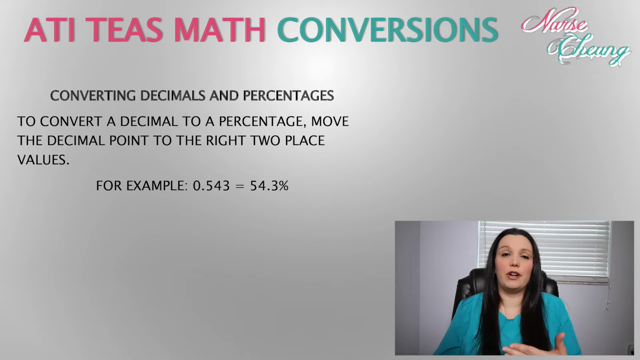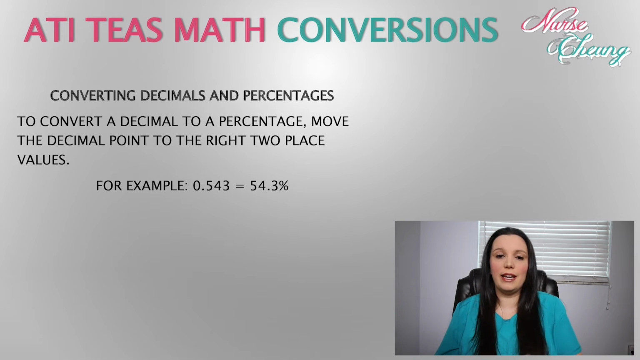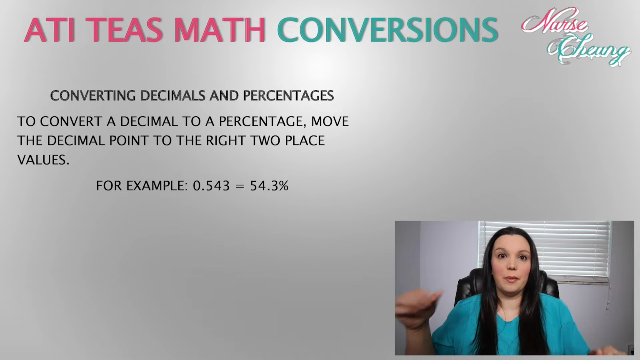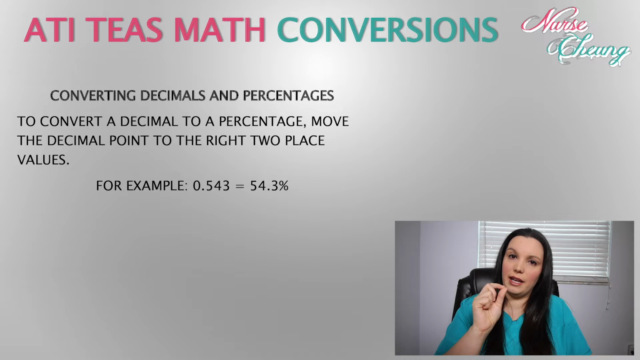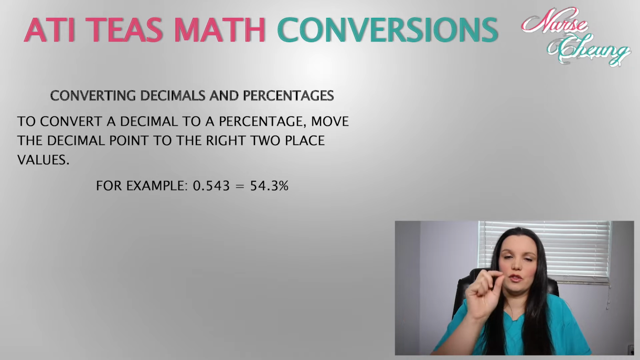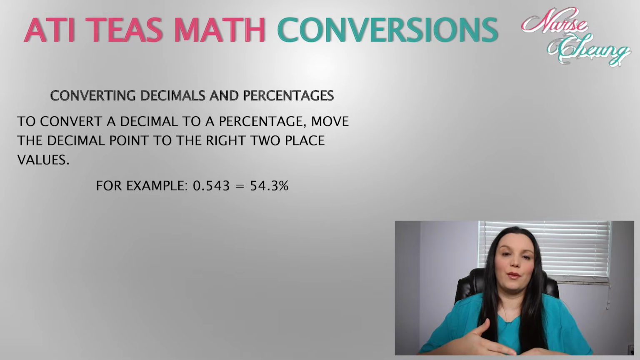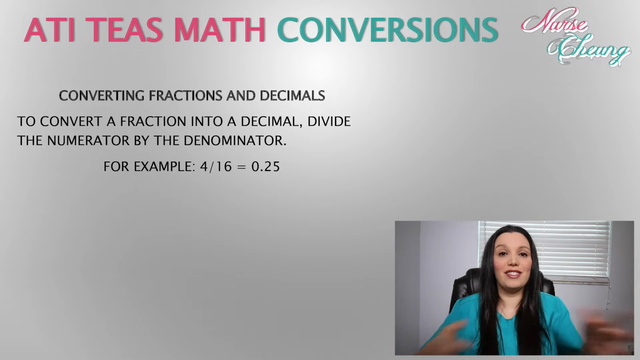Now let's go the other direction. Let's convert a decimal into a percentage. So how are we going to do that? To convert a decimal into a percentage, we're going to move the decimal 2 places to the right. We're making a whole number here. So for example, 0.54, we're going to move the decimal place 2 places to the right. So behind the 5, that's 1. Behind the 4, that's 2. And we're left with 54%.